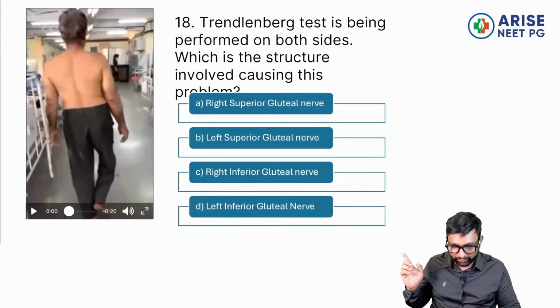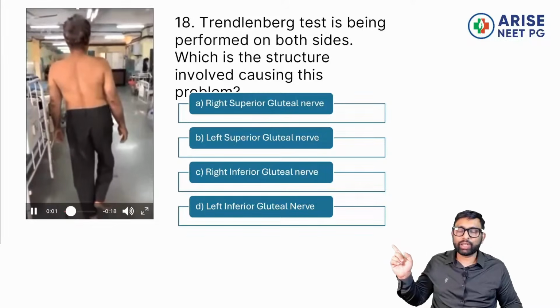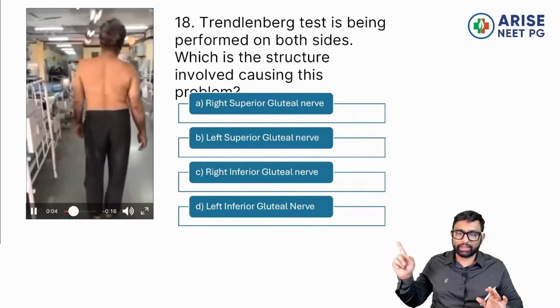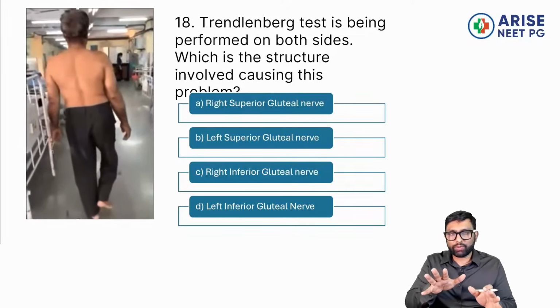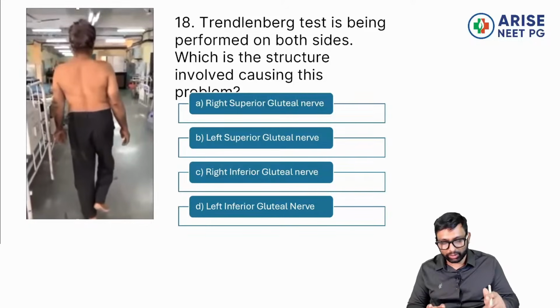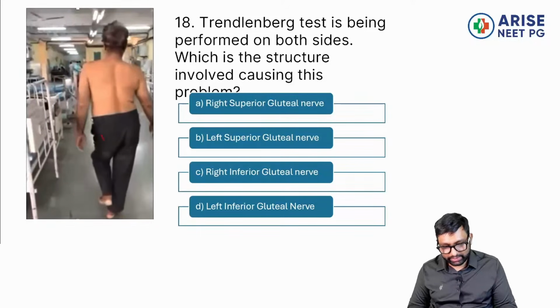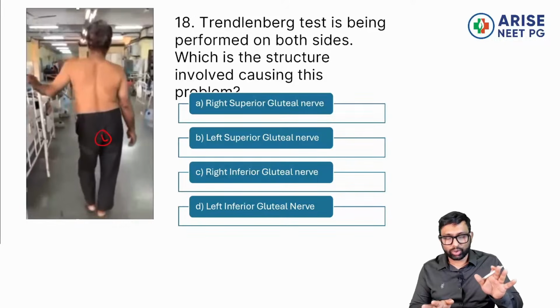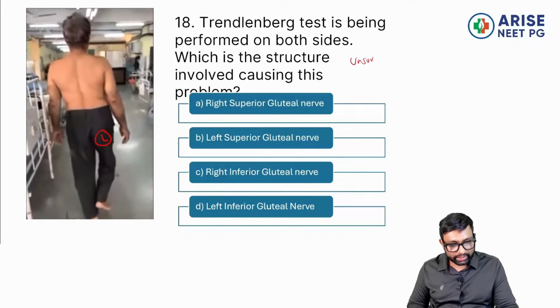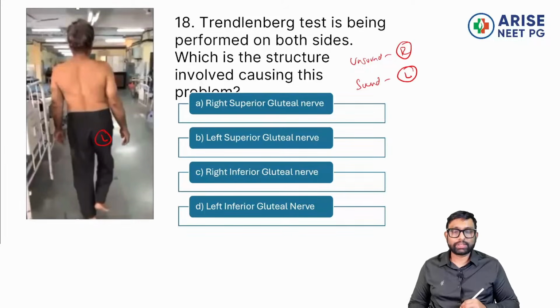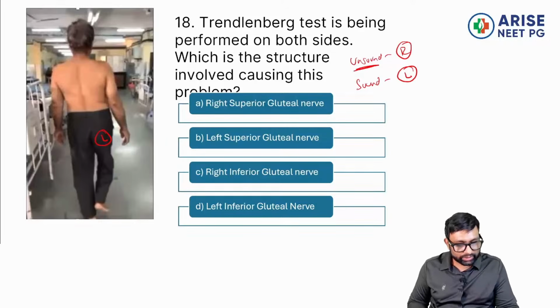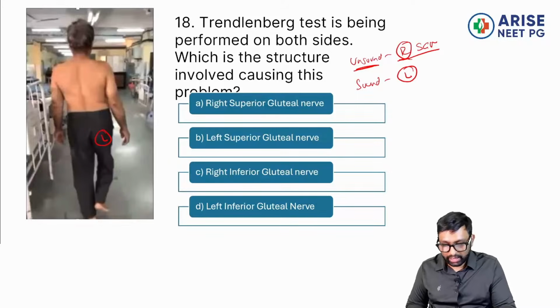So here, if you look at this video, he's standing on his left side, normal, pelvis is maintained. Now he's going to his right side, and as he goes to the right side, do you see the pelvis dropping? Do you see one of his buttocks going down, which is the left buttock? Yeah, this is the left buttock that is going down. So the unsound side is right, the sound side is left. So in this patient, the unsound side is right, so it has to be a right superior gluteal nerve injury. This is how you will answer those questions.